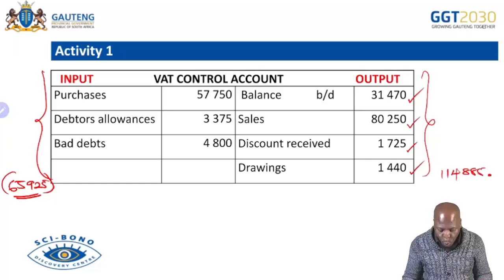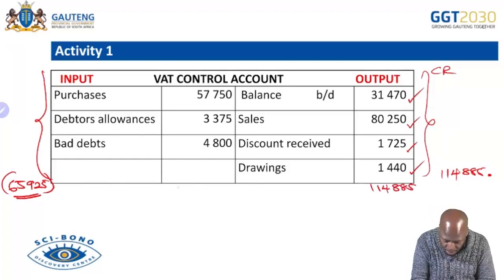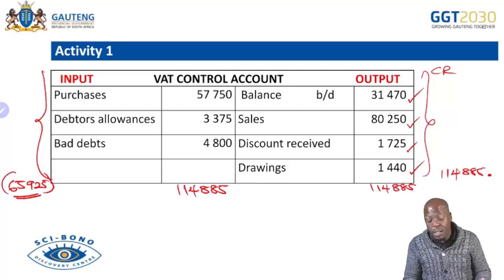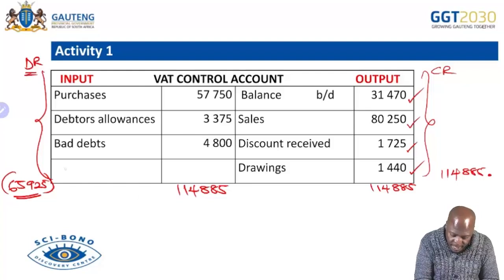Now, you then check which side is bigger. We're closing off a ledger account. So my output side is bigger, or if you want to call it the credit side, it's still okay. That means I'm not going to have the 114,885 here. I'm going to come here with 114,885 because it is the bigger side. That means I'm going to have my balance carried down here.